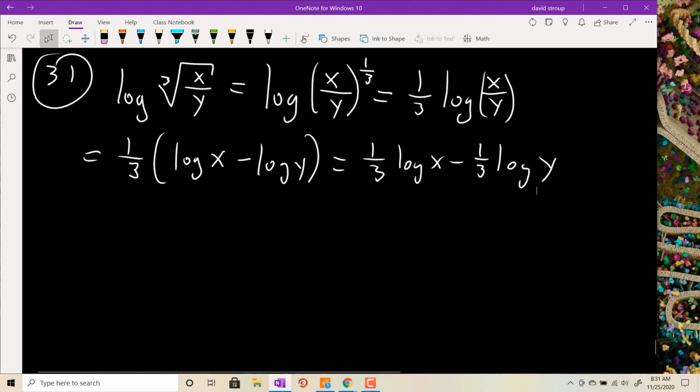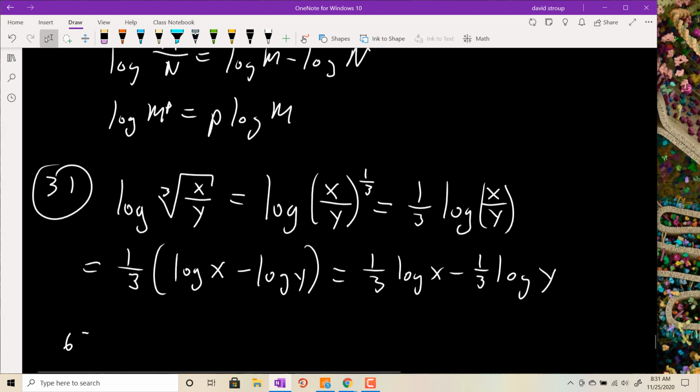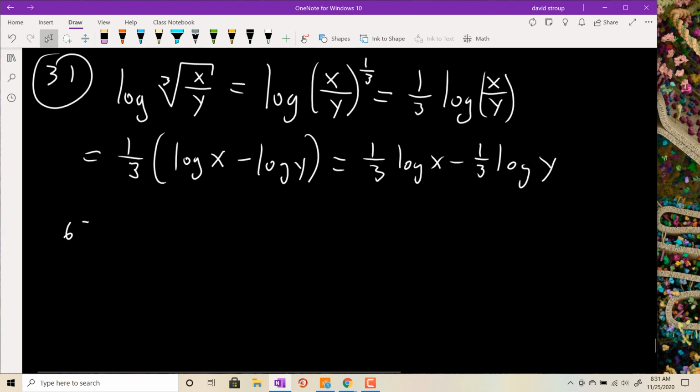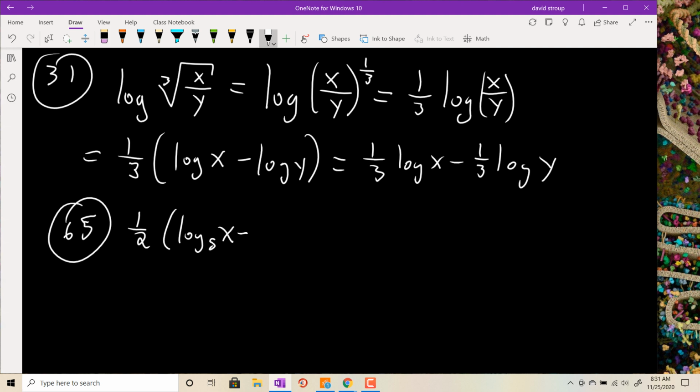Okay. Let's look at one where we're condensing. Let's look at 65. Did I go too far with those problems? 69. Okay, so there's a hard one. 65. We have 1/2 of log base 5 of x plus log base 5 of y, minus 2 log base 5 of x plus 1. And I want to write that as 1 log.